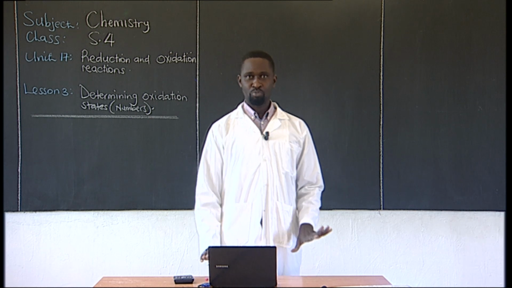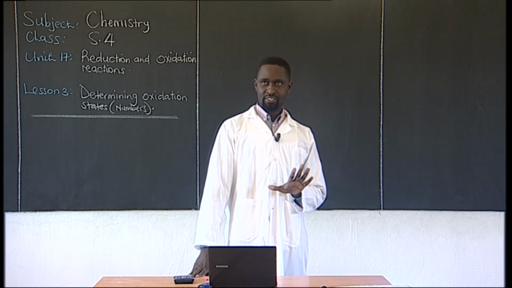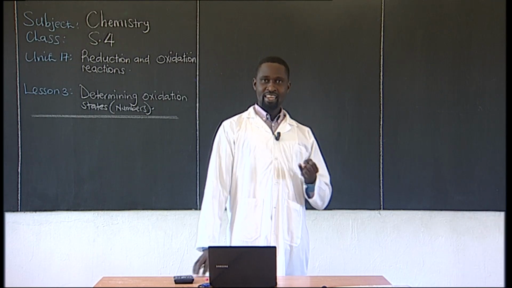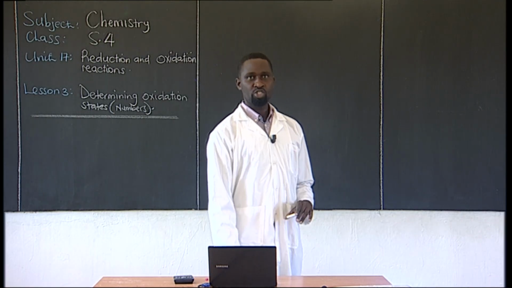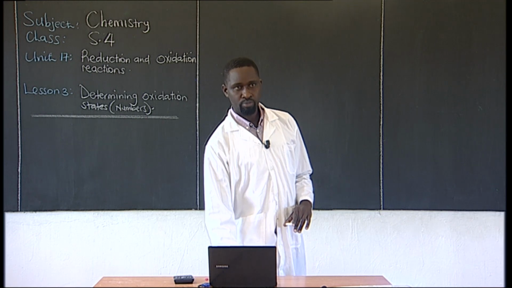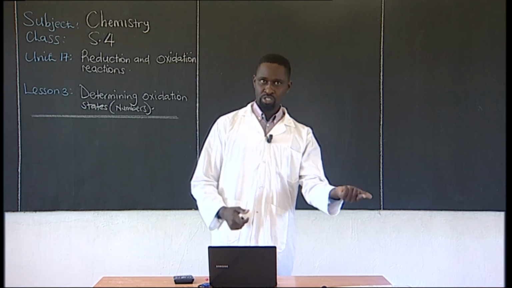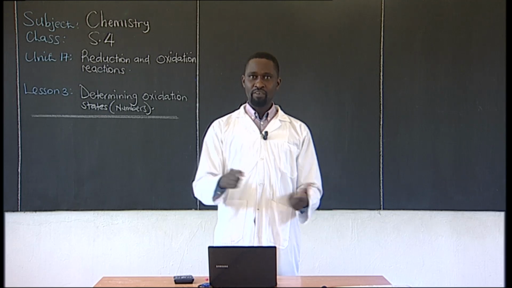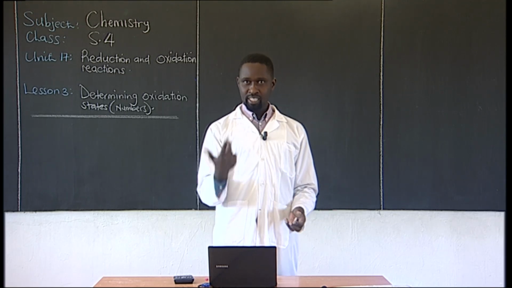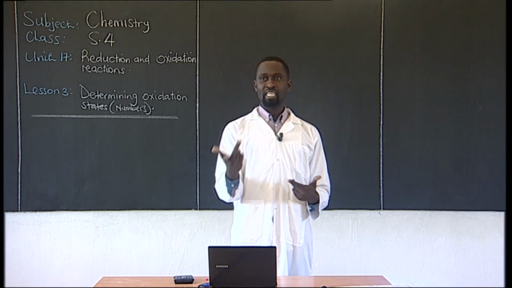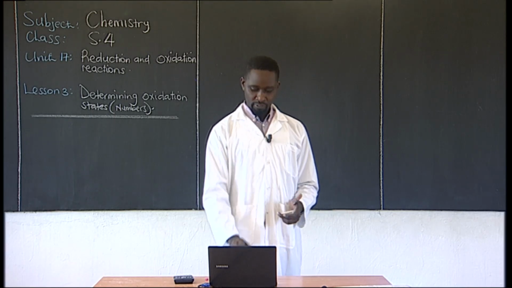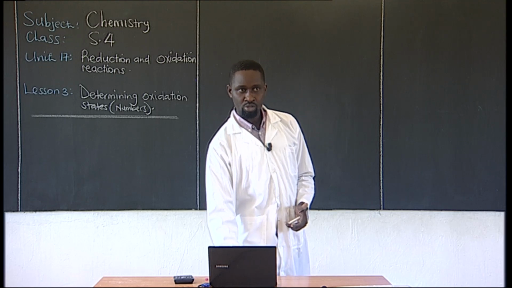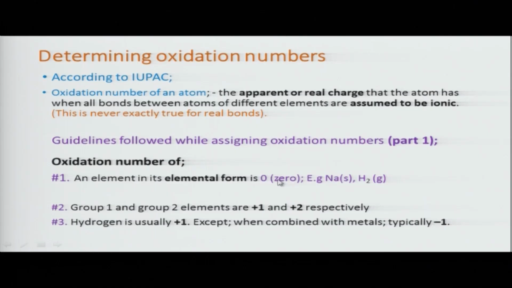The first prominent rule, which you should never forget, is this. 1, any element in its elementary form, its oxidation number is 0, because it has not lost or gained electrons. So it still has an equal number of protons and electrons, so it does not have any charge. So if it is in elementary form, its oxidation number is 0. What do we mean by elementary form? Some elements exist as solids, some as gases. That's what we mean, in its elementary state.